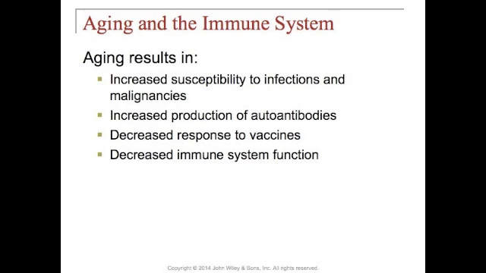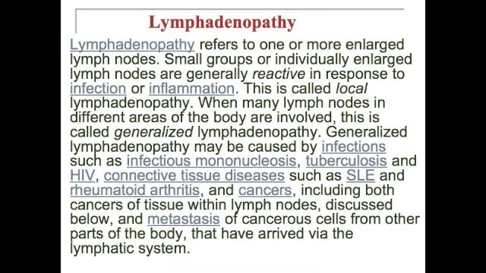Aging results in the increased susceptibility to infections and malignancies, the increased production of autoantibodies, the decreased response to vaccines, and an overall decrease in immune system function. So moving on to disorders and homeostatic imbalances.